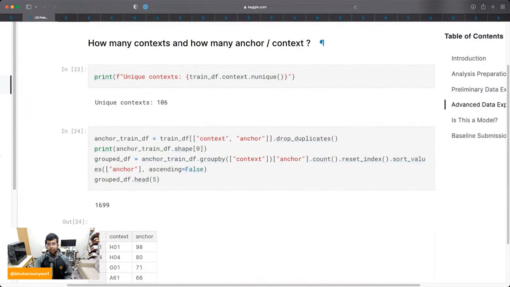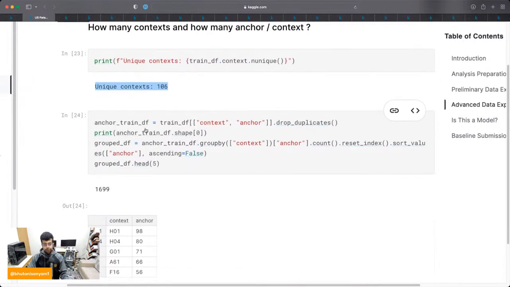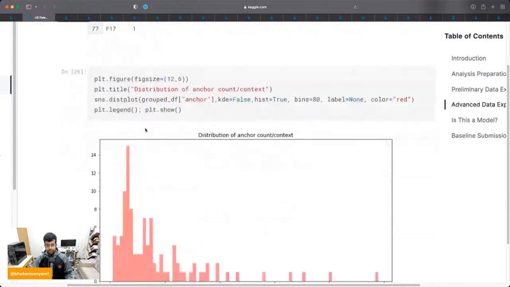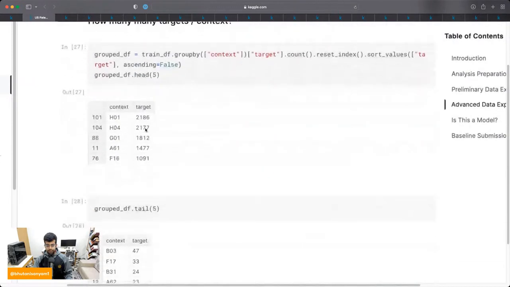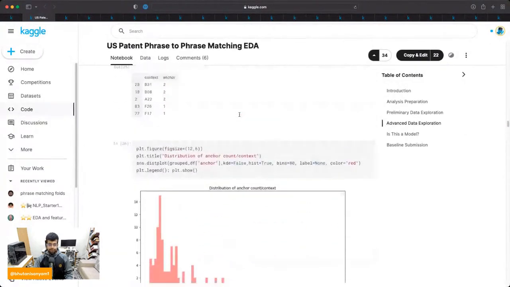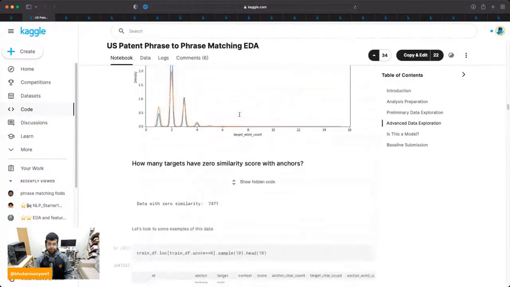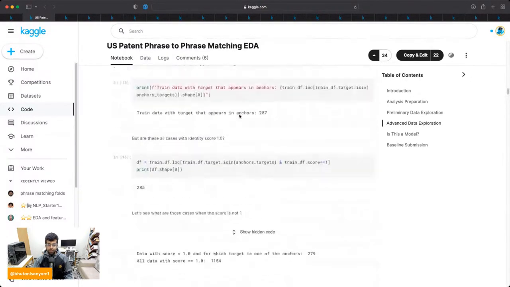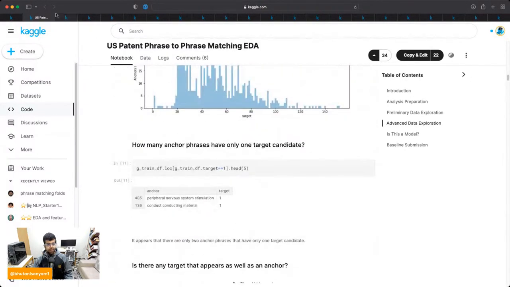How many contexts and how many anchors have unique contexts? So there are 106 unique contexts. And let's see if there's anything else. There are a few more distributions plotted, but we've learned that there is roughly the same number of characters and words in both the anchors and targets, and they follow a somewhat similar distribution. So that's one thing to remember.